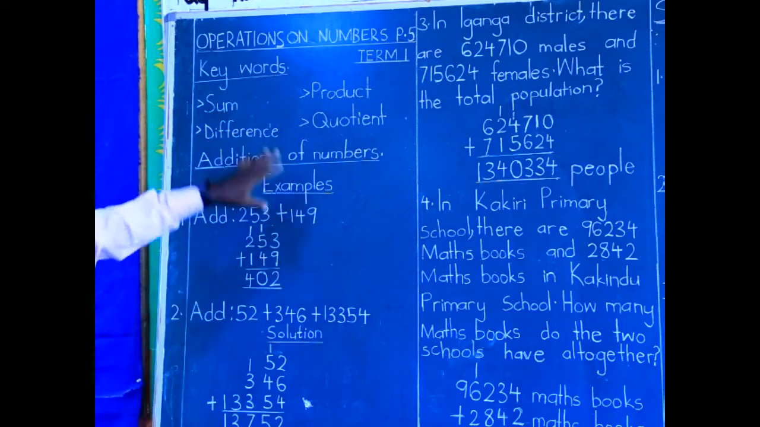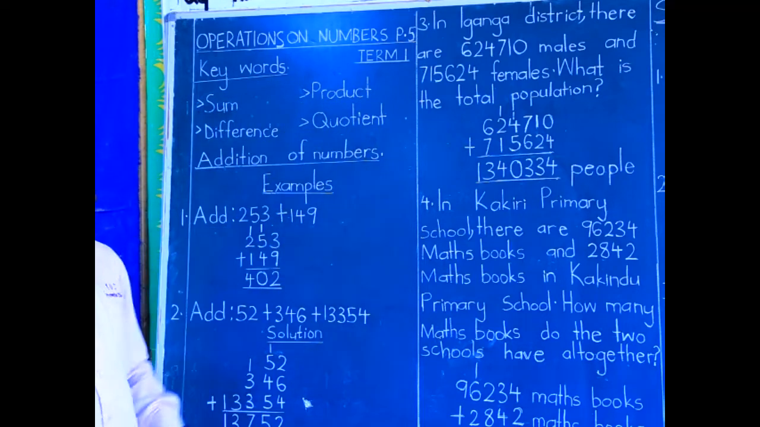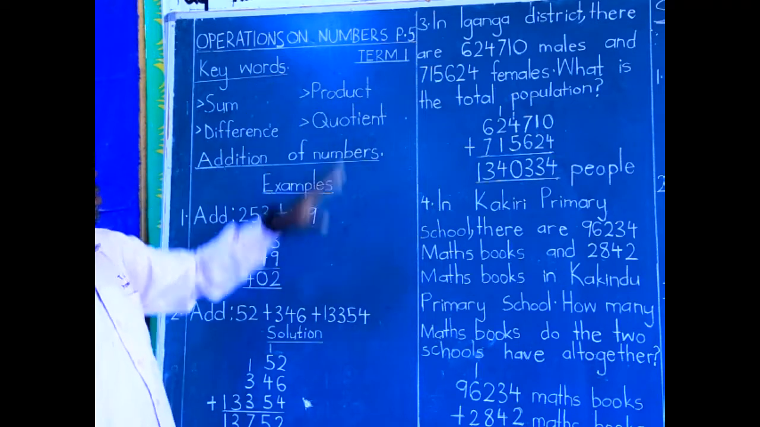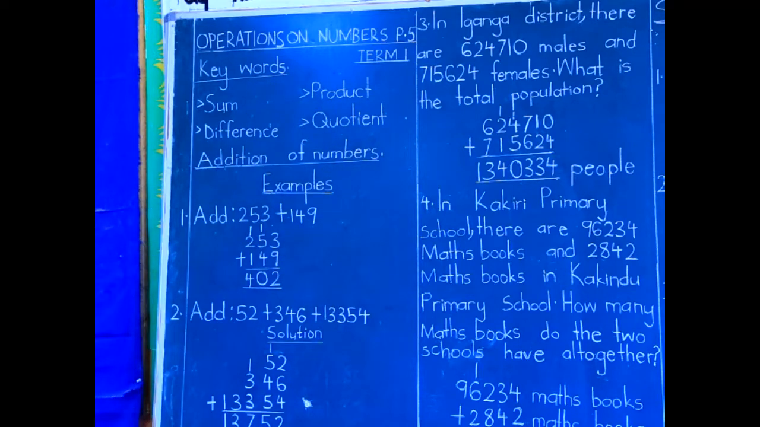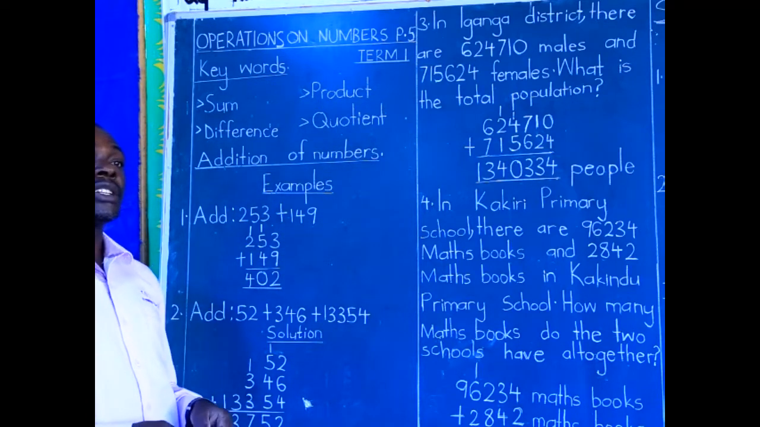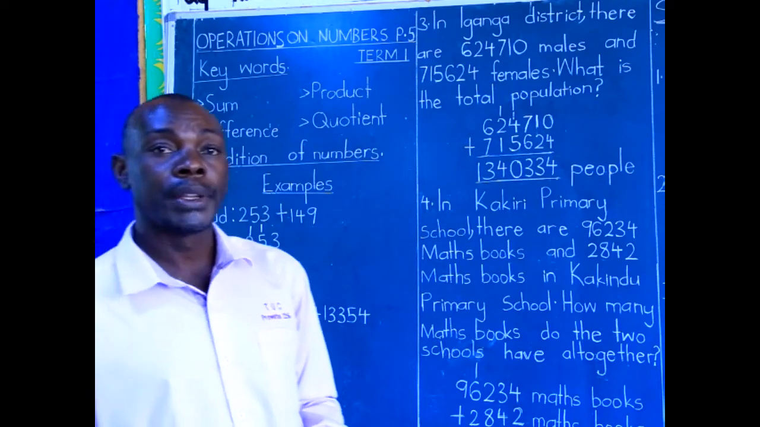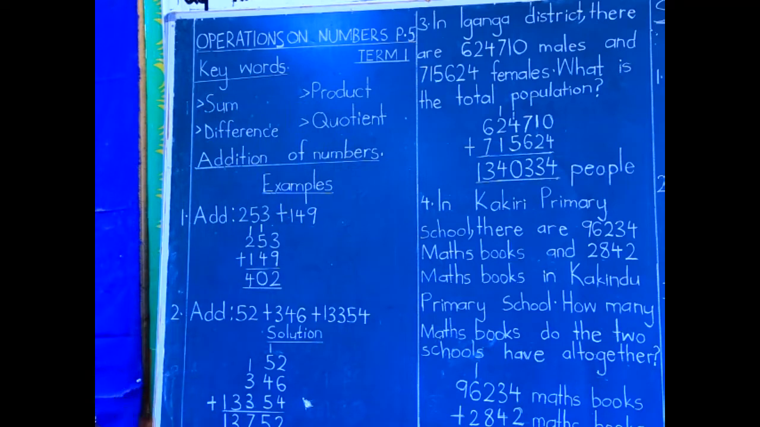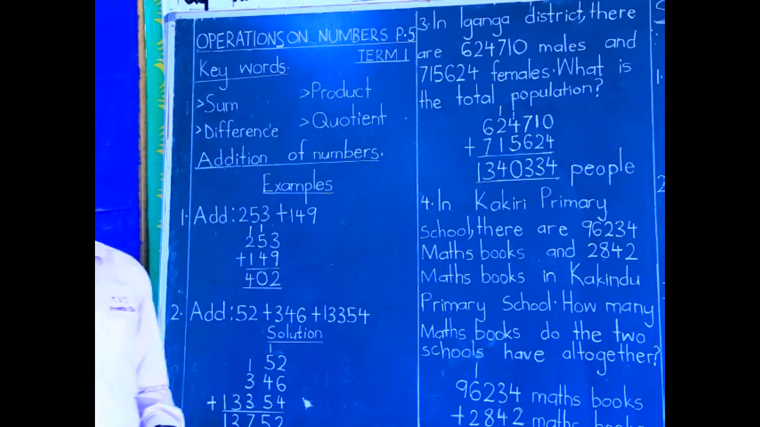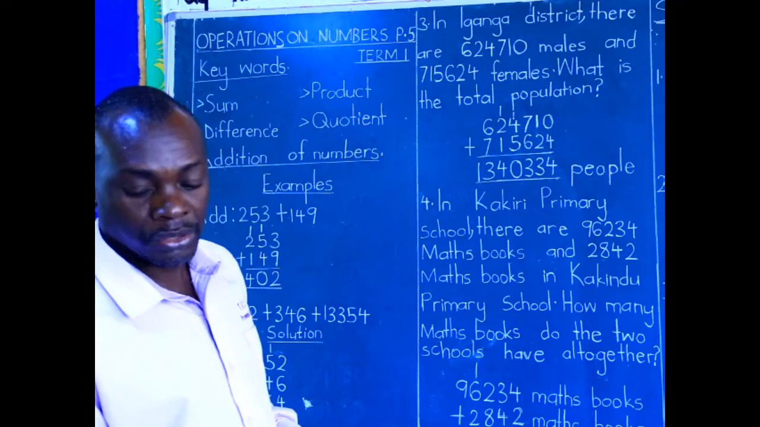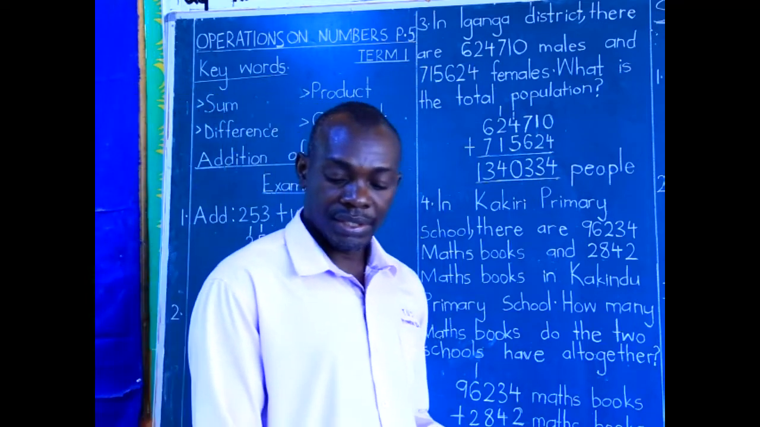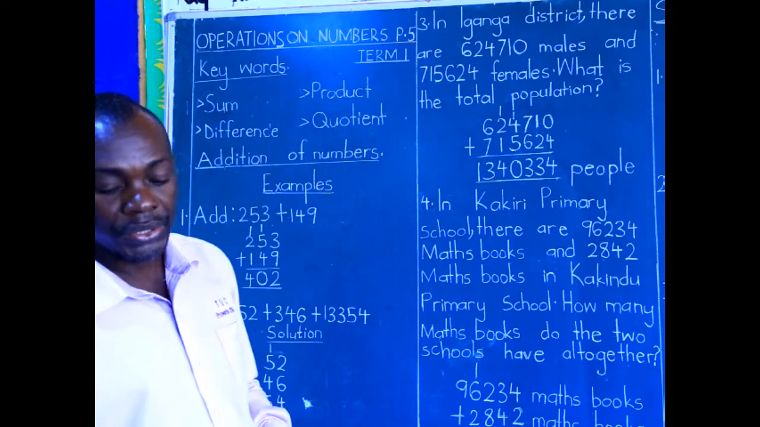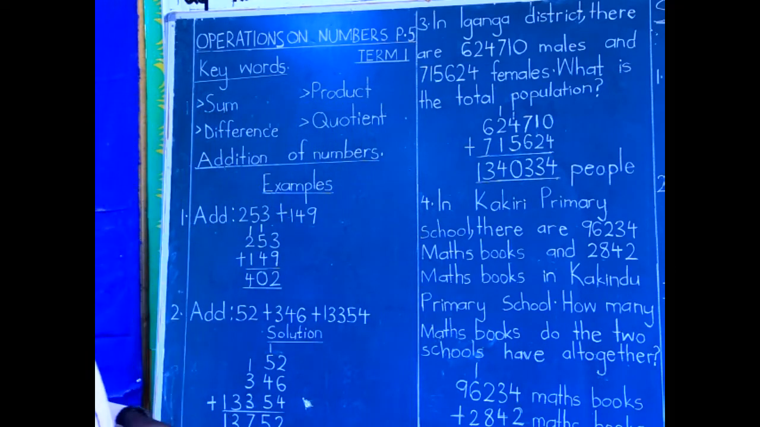So these are some of the words you are going to look at in the topic called operations of numbers. Like I said, I've got four operations of addition, subtraction, multiplication, and division. And today we are looking at the addition and subtraction, which will be found on pages 51 up to 54 of your workbook, P5 first term.